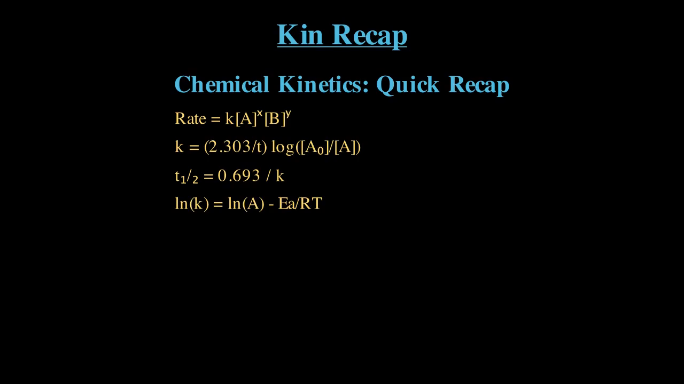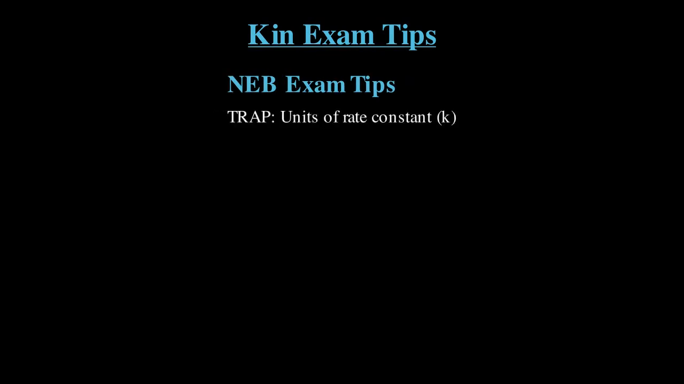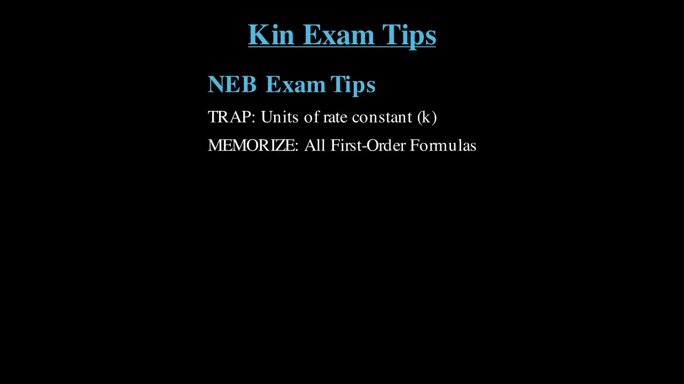And finally, what does a catalyst do? It simply lowers the activation energy, EA, to speed up the reaction. Now for some crucial exam tips. The most common trap question in NEB involves the units of the rate constant, K. Remember, they are different for 0, first, and second order. You must memorize the first-order formulas we just discussed. Numerical problems based on them are almost guaranteed.